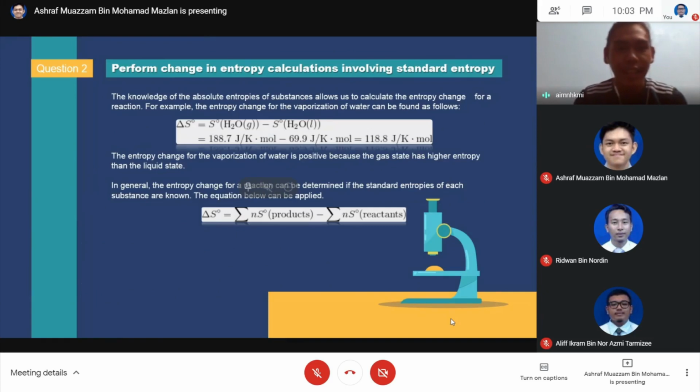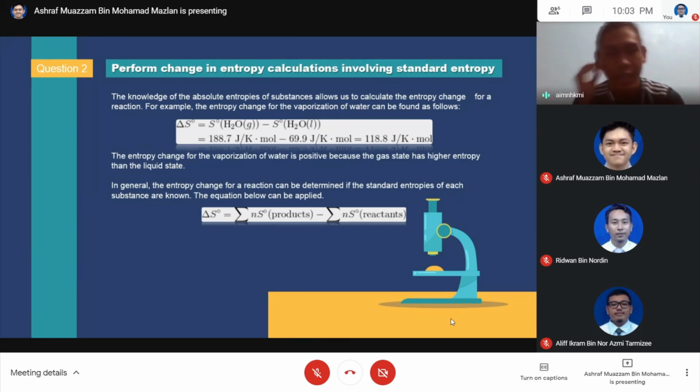Okay, next, this is question 2. Perform a change in entropy calculation involving standard entropy. The knowledge of the entropy of a substance allows us to calculate the entropy change for a reaction. For example, the entropy change for the vaporization of water can be found as follows.